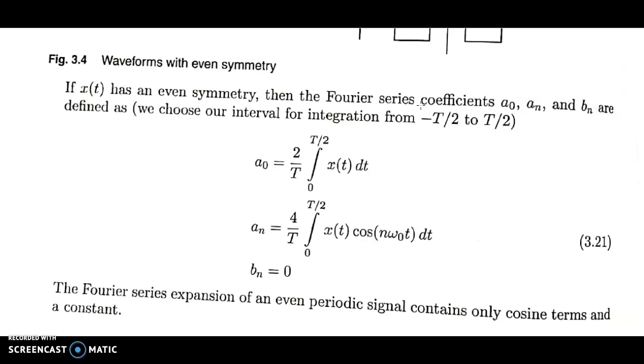Now in this case, we know the Fourier series coefficients when x of t is an even signal. The Fourier series coefficient a0 is 2 by T integral 0 to T by 2 x of t dt. Original a0 value is 1 by T integral 0 to T x of t dt. So there is a slight difference in the equation when we consider an even signal. Similarly, an expression is going to be 4 by T integral 0 to T by 2 x of t into cos n omega 0 t dt, and bn value is 0 for an even signal.